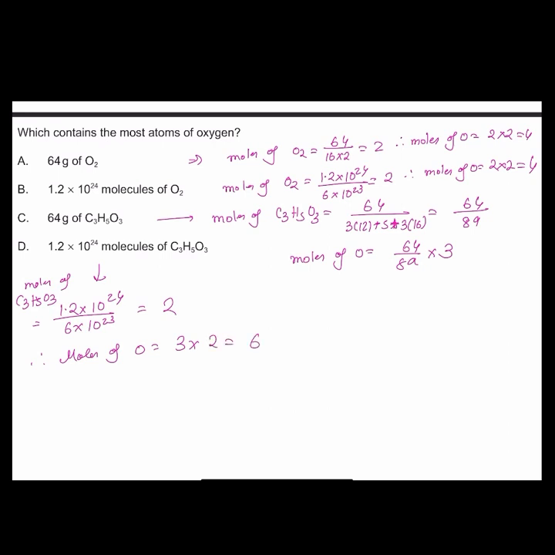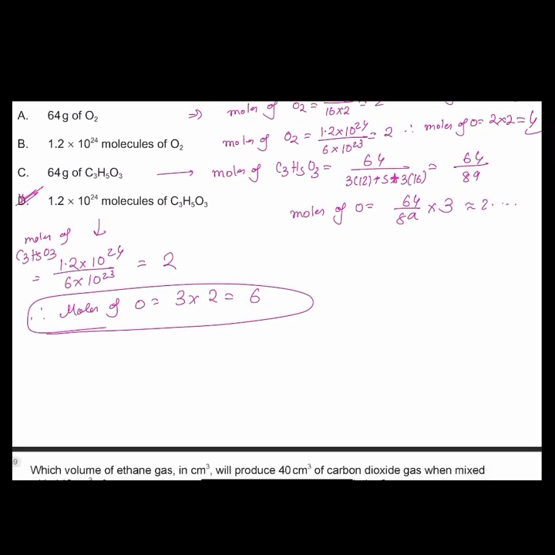So if you check the options, this one has the highest moles of oxygen. These two have 4. 64 times 3 is basically 192, so 192 divided by 89 would be approximately 2 point something. So option C has the lowest value and option D has the highest moles of oxygen. So with this we can say D is the correct answer to this question.